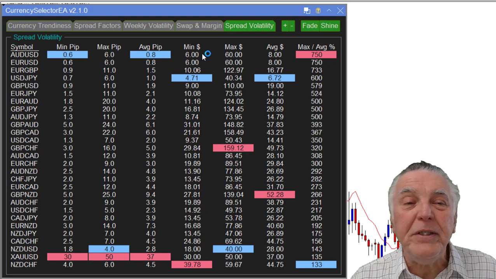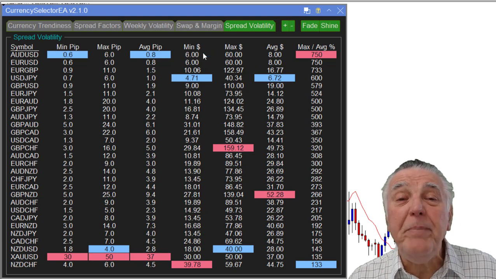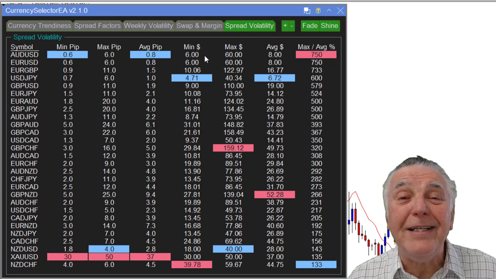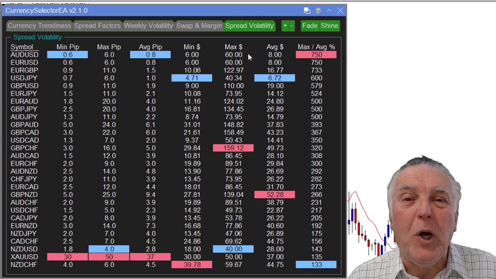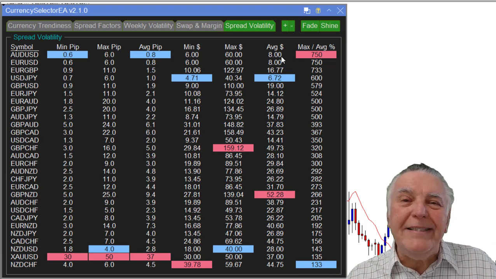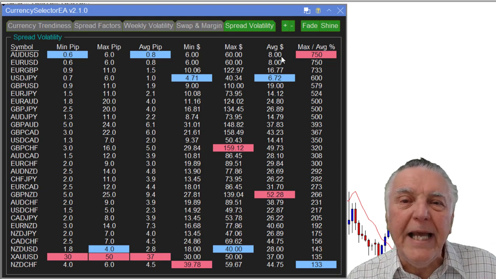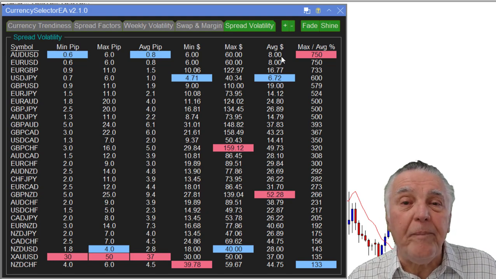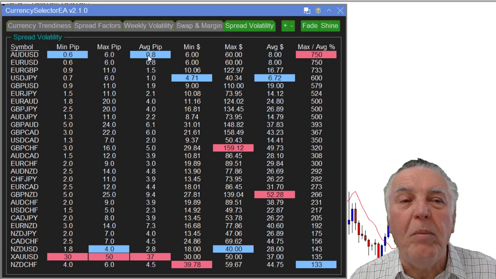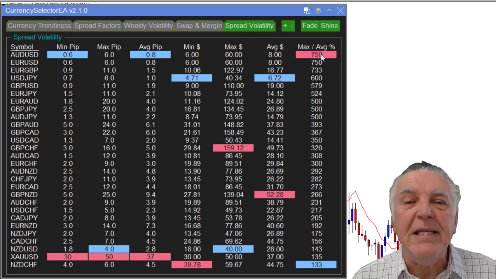And what we do is we convert it into dollars, and we say, you know, the cheapest you can pay for spread when trading the Oz on a full lot is $6. But if you were unfortunate to trade it at the wrong time, you would be paying $60. Now, that's a huge amount, but on average, you would pay $8. So this gives us a good idea of the cost of trading that particular currency at the wrong time. And also, we then create a ratio which says what is the maximum as a percentage of the normal or the average spread, and you can then see that there.